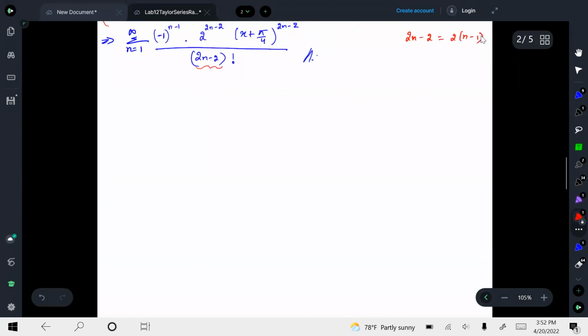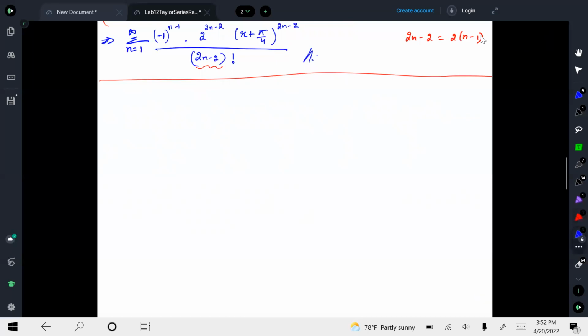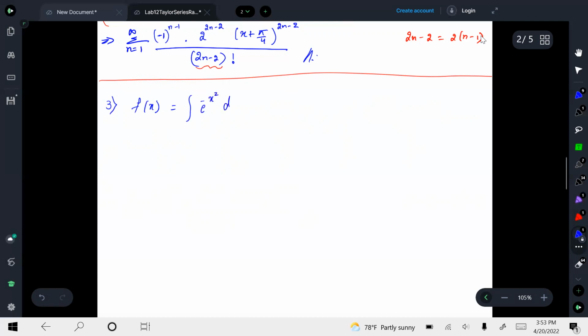Now let us move on to example number 3. f(x) equals the integral of e to the power of negative x squared dx. Now we will be using the Maclaurin series here. They have not mentioned the a value because we have to know that when we have this type of series, a is always equal to 0.